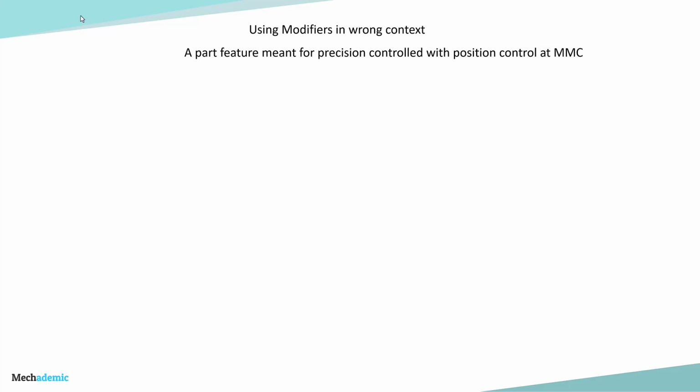Another common mistake is using material condition modifiers in position control in the wrong context. So the MMC modifiers and LMC modifiers have to be used in the right context. Using them unnecessarily in the wrong context can result in a part which is required to be high precision being actually suboptimal in terms of functional performance. So, applying modifiers on a part feature meant for precision control with position control at MMC.